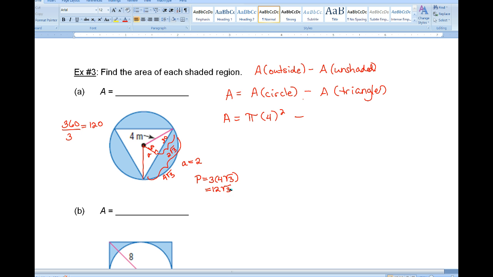So even though it's a triangle, I'm not going to use 1/2 base times height. You could, but since I was able to figure out the perimeter and the apothem, I'm going to use that formula, which is fine. So it was 1/2, the perimeter we said was 12 root 3, and the apothem we said was 2. So I get 16 pi minus 12 root 3. This would be the exact answer. That's as much as you could simplify it. But we'll plug it into our calculator to get the approximation.